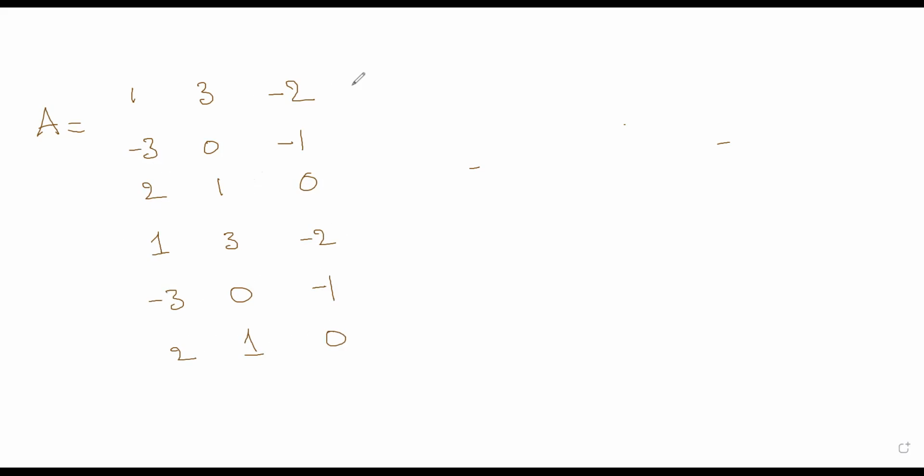Next one: 1, 3, minus 2, 3, 0, minus 1, 2, 1, 0, and again the copy below: 1, 3, minus 2, minus 3, 0, minus 1, 2, 1, 0. You have this.